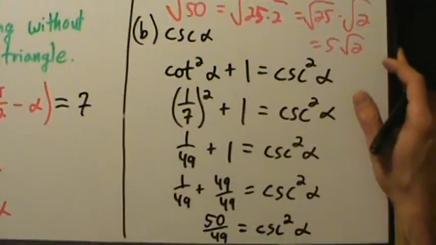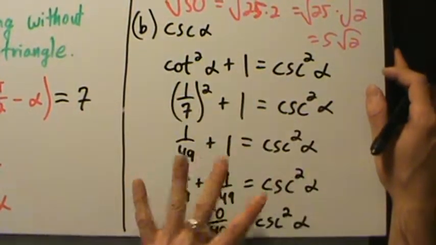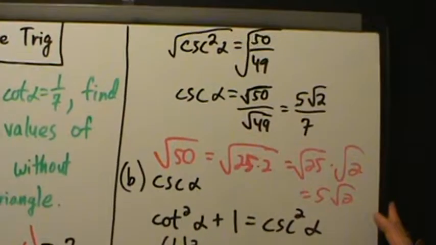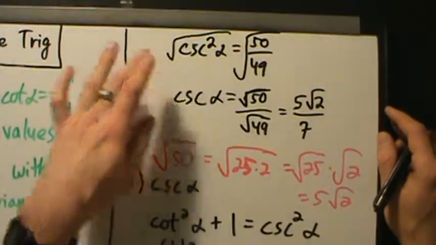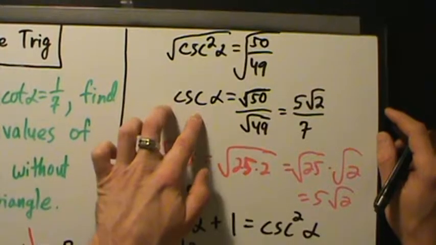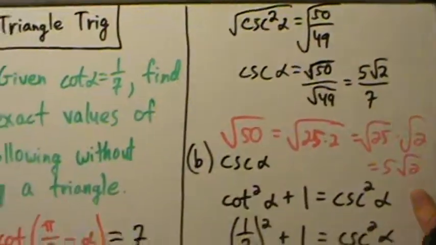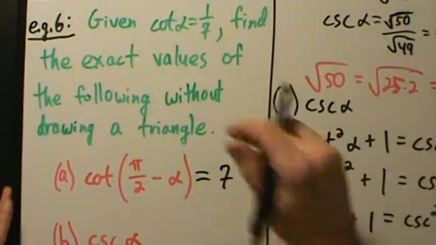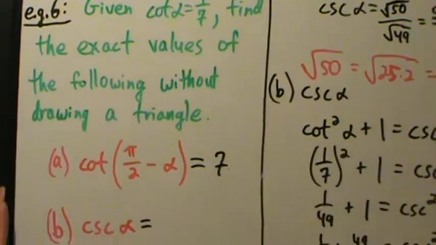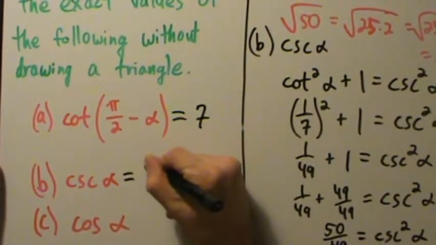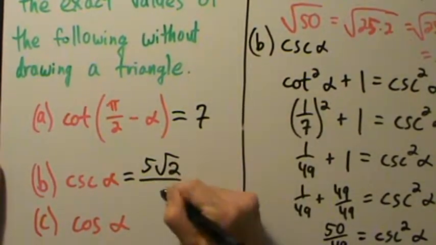Okay. And again, we use the Pythagorean identity here to get that. And then we just simplified, we took a square root here. Remember that since alpha is acute, the cosecant and all the other 5 trig functions are going to be positive for that alpha. And we know alpha is acute because we're talking about right triangles. So cosecant of alpha equals 5 root 2 over 7.